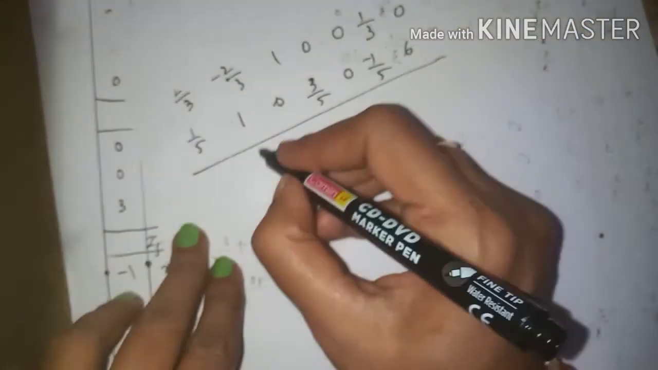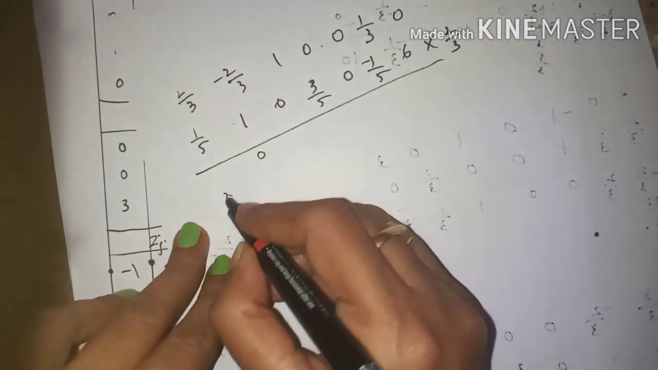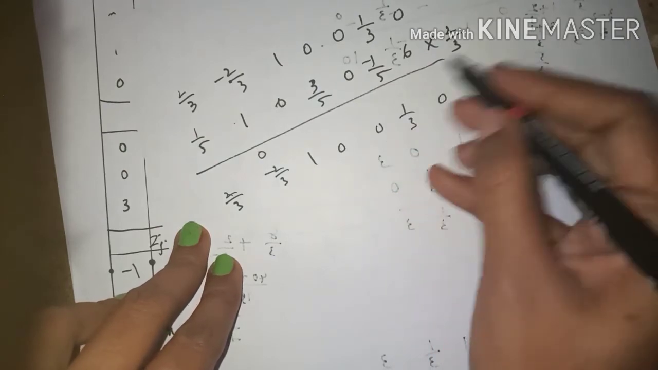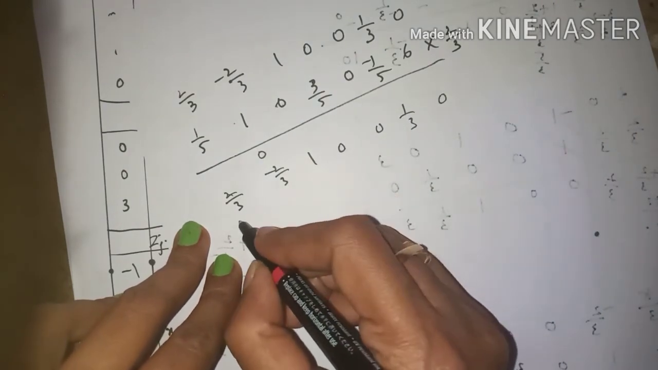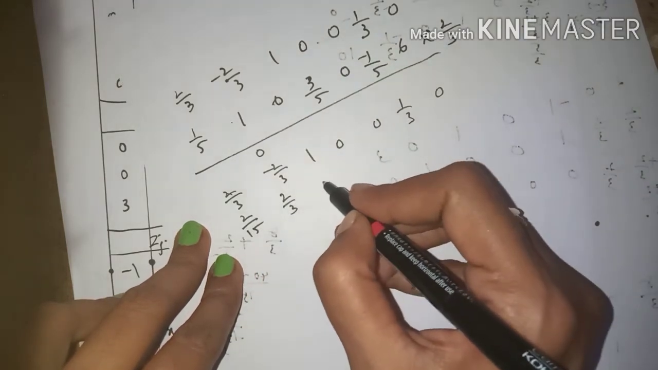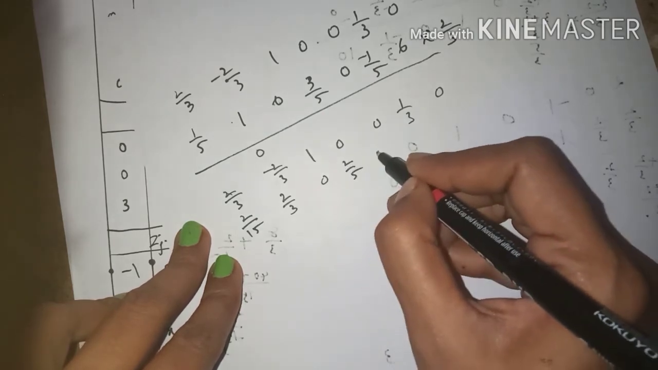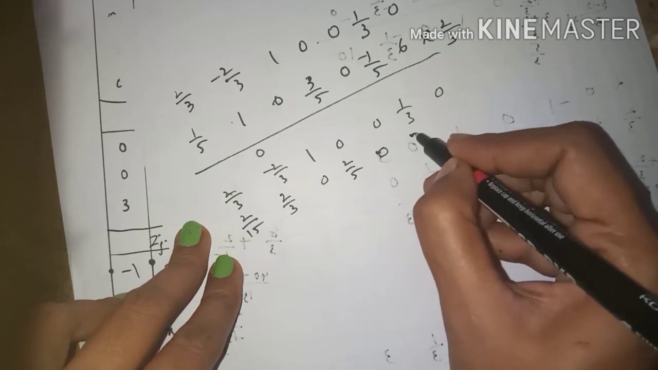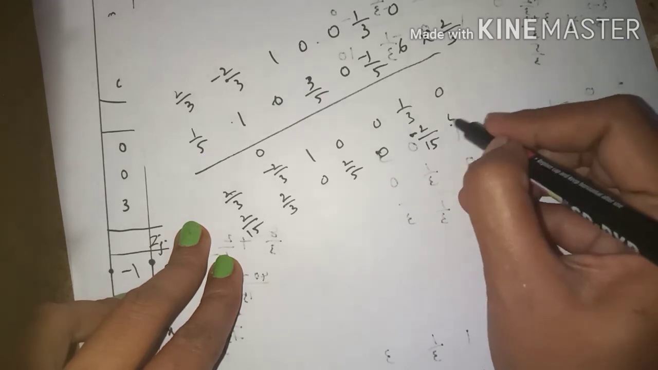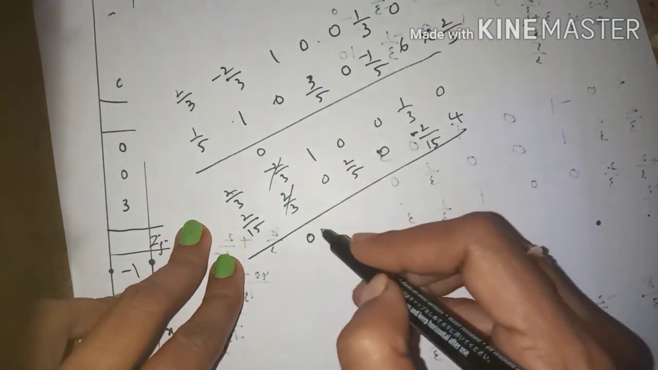We have to get 0 in the second place. To get the second place 0, I have to multiply it with 2 by 3. Therefore, 2 by 3 minus 2 by 3, 1, 0, 0, 1 by 3, 0. 2 by 3 into 1 by 5 is 2 by 15, 2 by 3, 0, 3, 3 cancel, 2 by 5, 0, minus 2 by 15, 4. Now if I add, then only I will get 0 here.